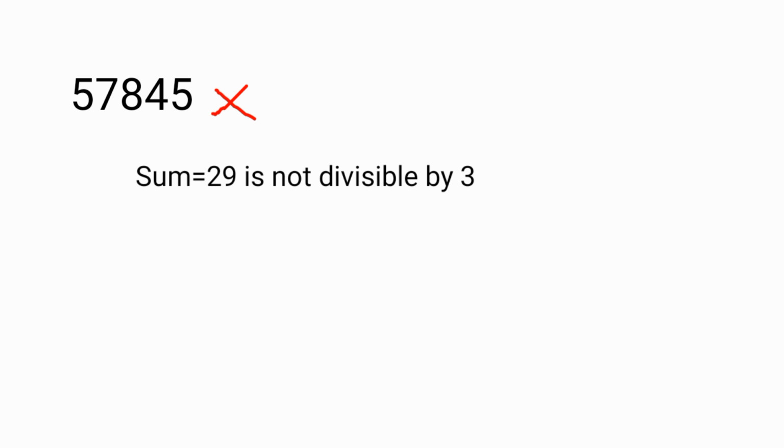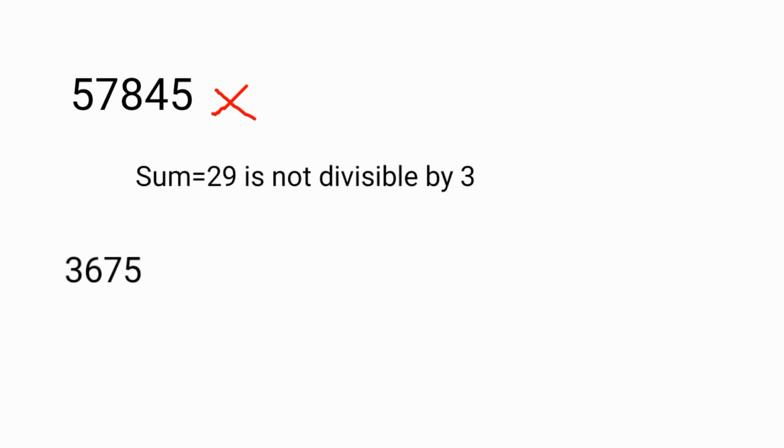Now check whether 57,845 is divisible by 3 or not. So what we have to do? Add the digits of this number. That is 5 plus 7 is 12, 12 plus 8 is 20, 20 plus 4 is 24, 24 plus 5 is 29. So 29 is not divisible by 3. So this number is also not divisible by 3.